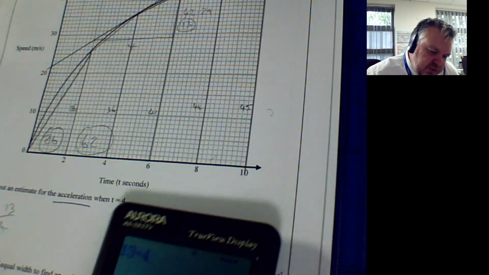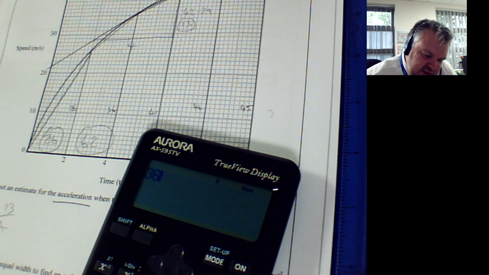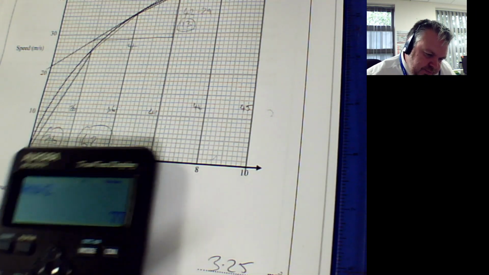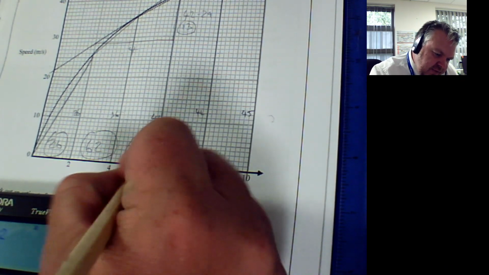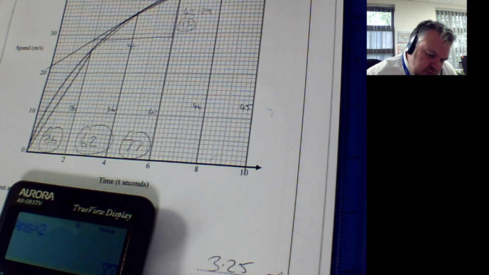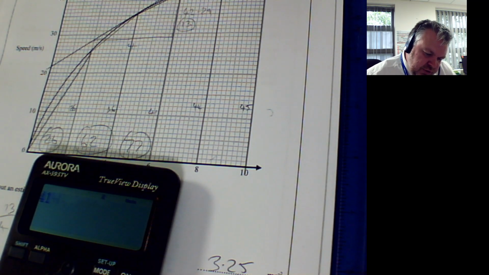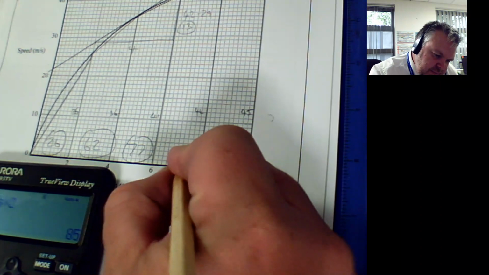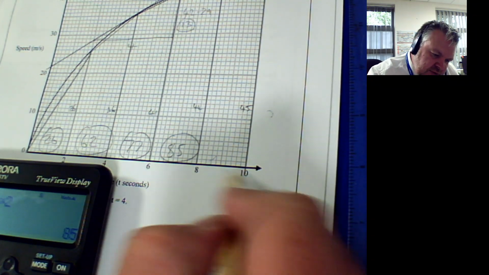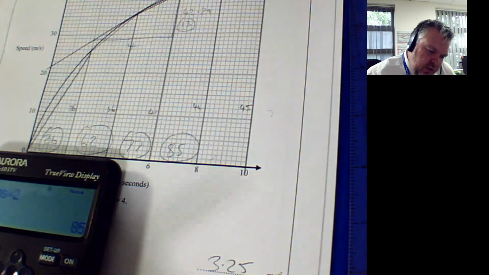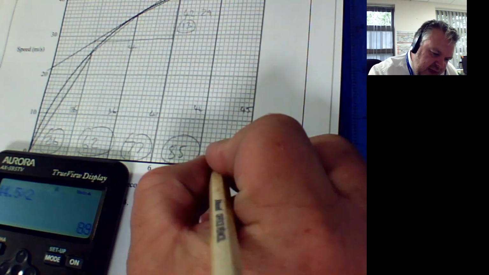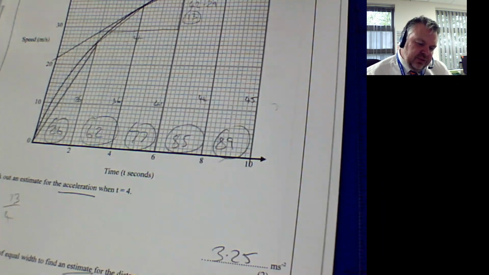I'll use my calculator for some of the others because the numbers are getting a little bit tricky. Because 36 plus 41, divide it by 2. That just gives me the average between these two lengths. And times it by 2. So that's 77. Last ones, we've got 41 plus 44, divide it by 2, times it by 2, 85. And these ones here, 44 and a half times 2 is 89. And I just need to add these numbers up.